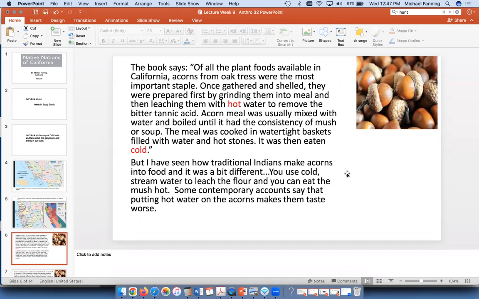The book talks about they would use hot water to remove the tannic acid, but I've seen traditional Indians make the acorn mush into food, and they just used cold water next to a stream. They leach it that way. And some people now, if you look on the internet, will say if you use hot water to leach it, it actually will make the cornmeal not taste very good.